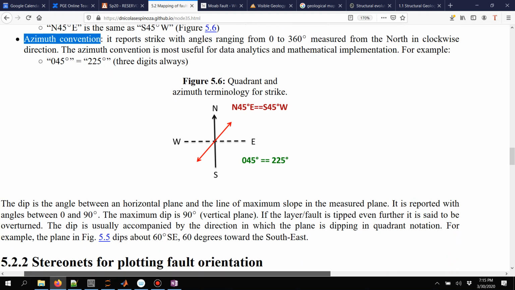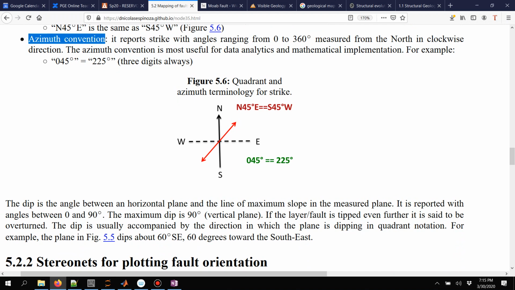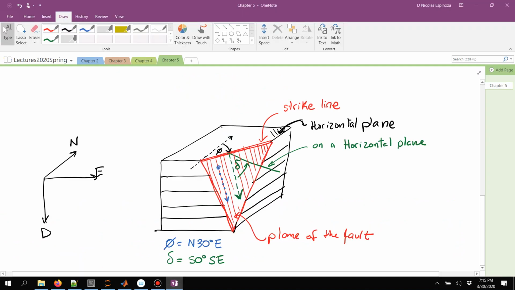And for the dip, it's very simple. We use angles that go from 0 to 90 degrees, where 0 will be a horizontal plane, 90 degrees will be a vertical plane, and for anything in between, we'll have to tell in which direction that fault is getting deeper. For example, in the example that we just saw over here, it is dipping towards the southeast. So right next to the number of the dip, we put what is the direction of the dip.